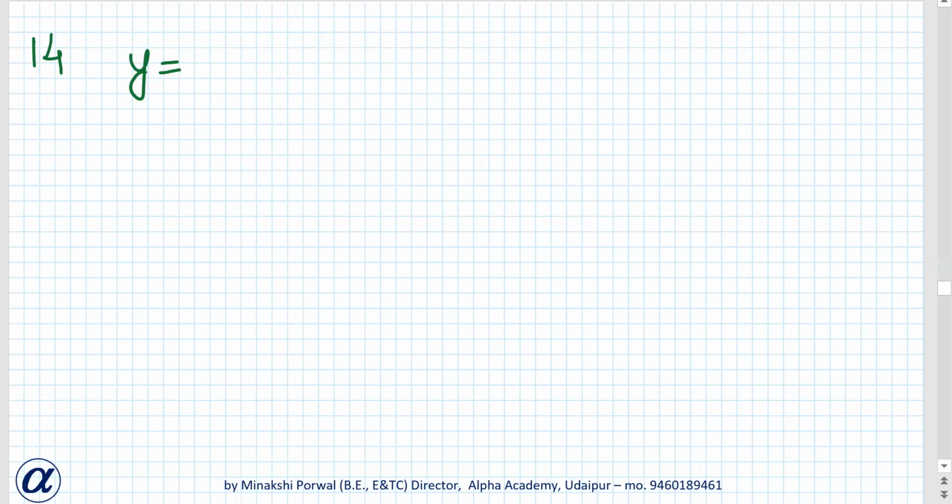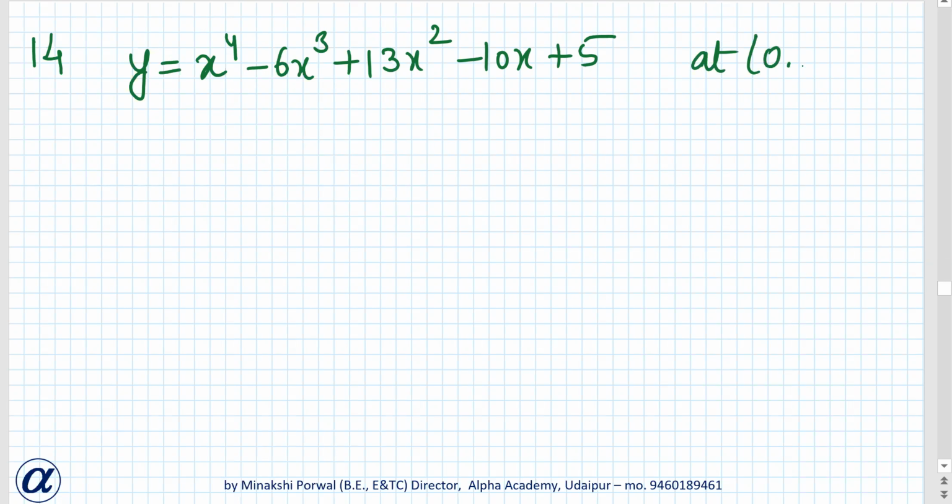Find the equations of tangent and normal to the given curve at the indicated point. y equals x to the power 4 minus 6x cube plus 13x square minus 10x plus 5. So we have to find the equation of tangent and normal at the point (0, 5). We don't know the slope, so first of all we differentiate it, then substitute this point in the slope to get the value of m. This is x0 and y0. Then we will find the equation of the line.